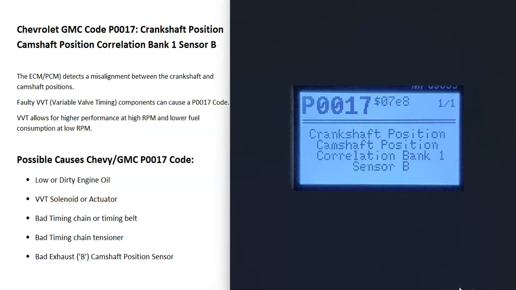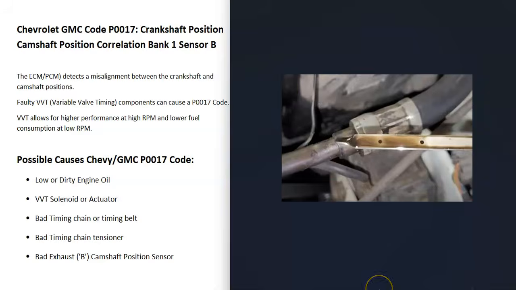So what would be some possible causes of a Chevy or GMC P0017 code? Well, the first thing that can cause this is low or dirty engine oil, because that oil flows through the variable valve timing. So first thing to do, go check your oil, be sure it's not low and that it's not really dirty, because if it is, then that can cause issues.